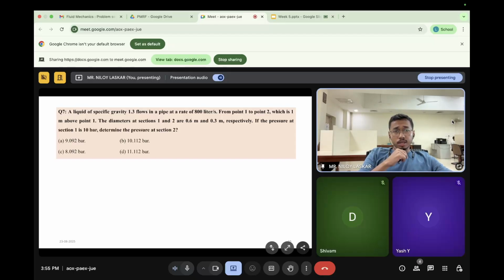In the previous class I have also solved such types of questions. So please have a look at this question and please try to solve.